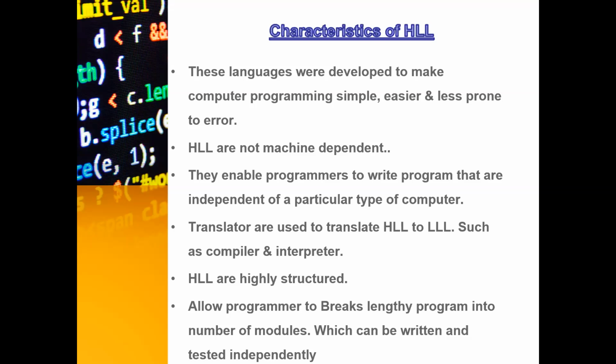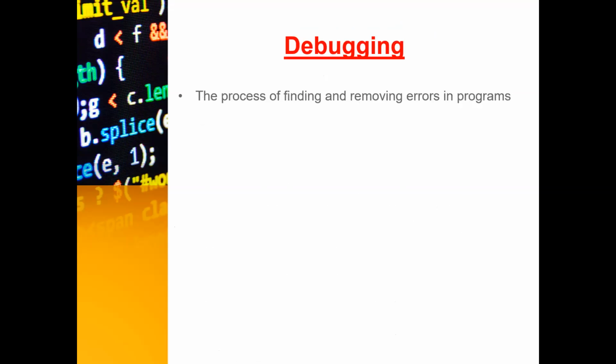Translators are used to translate high level to low level through compilers and interpreters. These languages are highly structured and allow programmers to break lengthy programs into a number of modules, which can be written and tested independently. Clear?